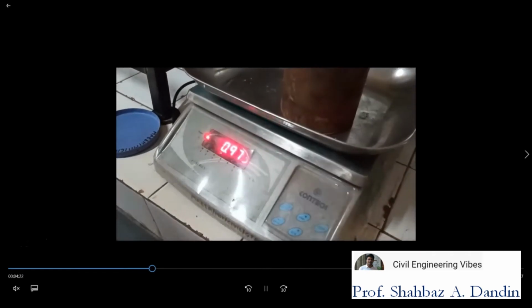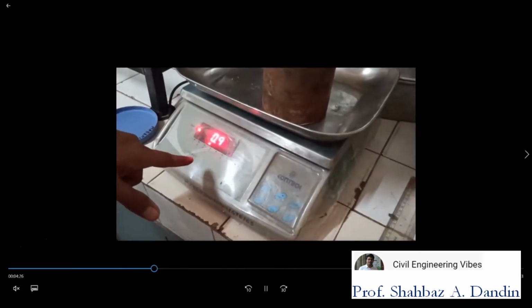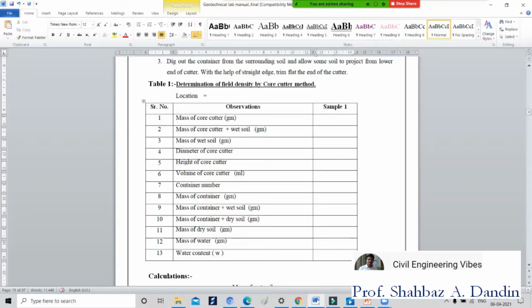This is the mass of the core cutter, and I have noted it down. This is my first observation. I'll write it as 2300 grams. We already know the diameter of the core cutter: the diameter is 10 centimeters. The height of the core cutter is 13 centimeters.